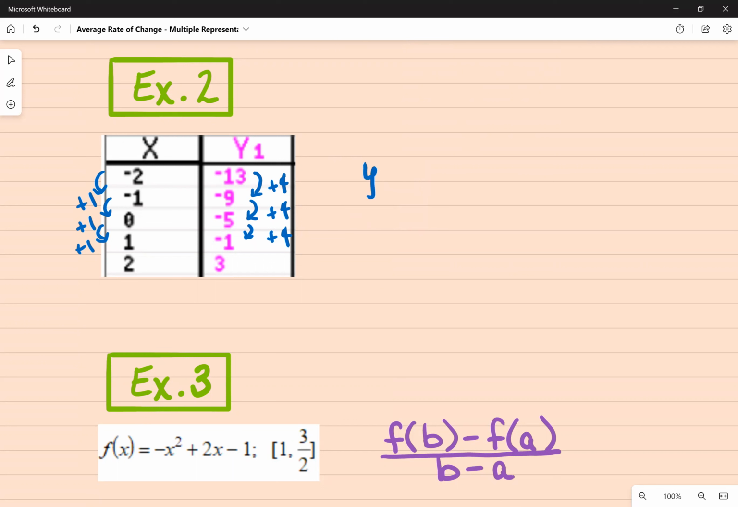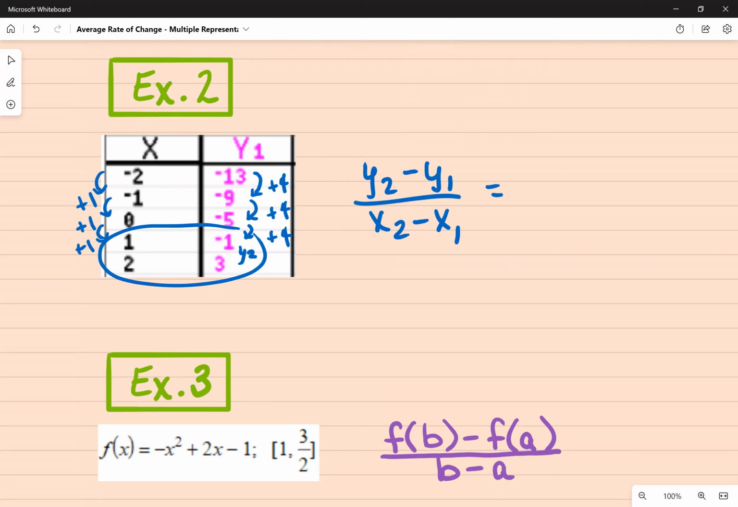So Y sub 2 minus Y sub 1 all over X sub 2 minus X sub 1. Again, I can choose any one of these pairs. Let's just take this. So I'm going to go with -1 being Y sub 2 and 3 being Y sub 1. And then on the X side, 1 is going to be X sub 2 and 2 is going to be X sub 1. And now I just substitute in. I didn't have to go in that order. I didn't have to pick that pair. I could have used whatever I wanted.